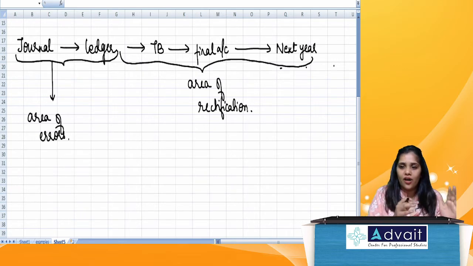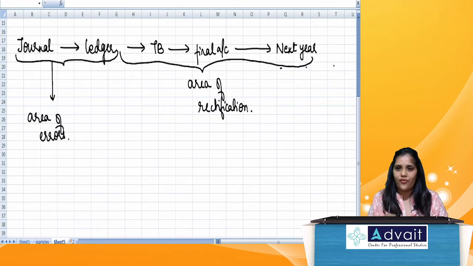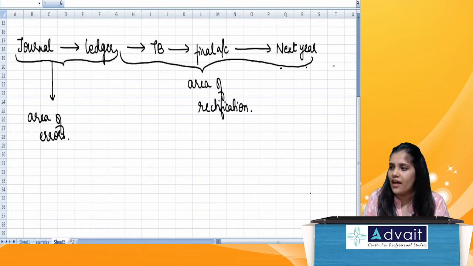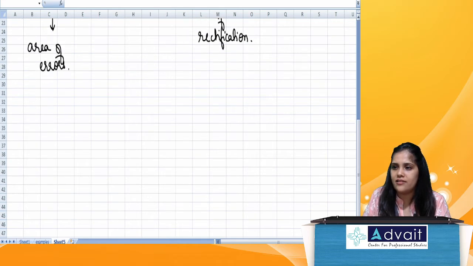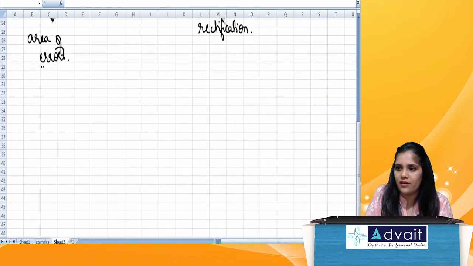Once more, journal and ledger are prepared by a small clerk who does not have much knowledge of accounts. Therefore, there are high chances that he makes an error. From preparation of trial balance to taking the balance in the next year is done by a person who has more knowledge of accounts, and that is why he identifies, oh, this error has happened, that error has happened. So this is the area where we have to learn how to rectify. Now we have heard the word error a lot. First, let's understand what are the types of errors.